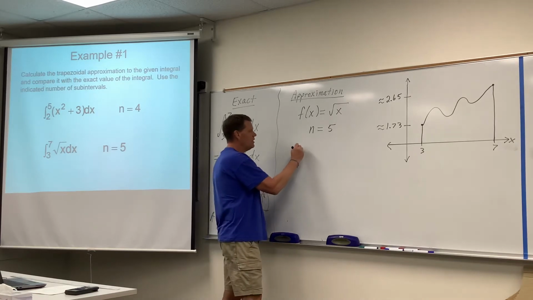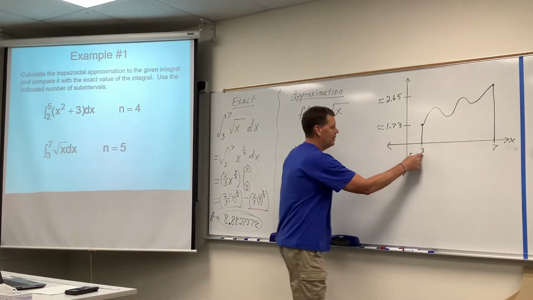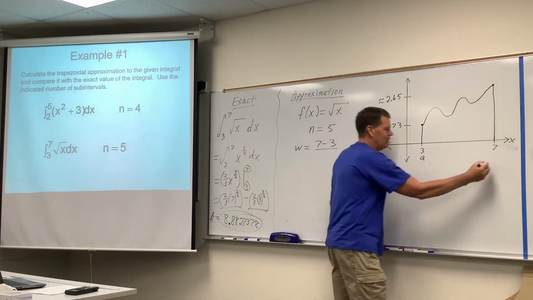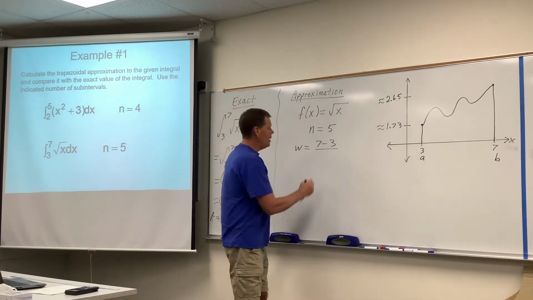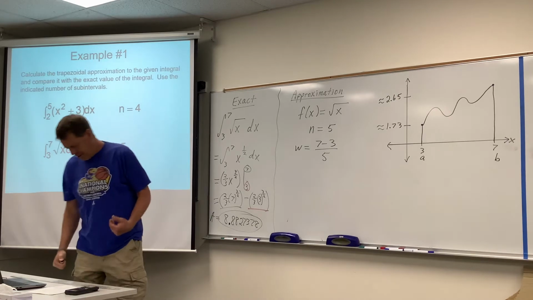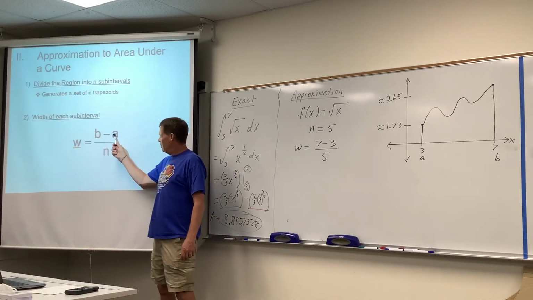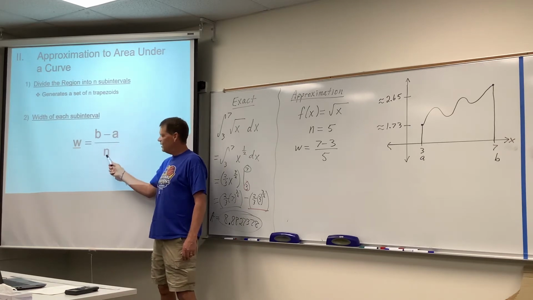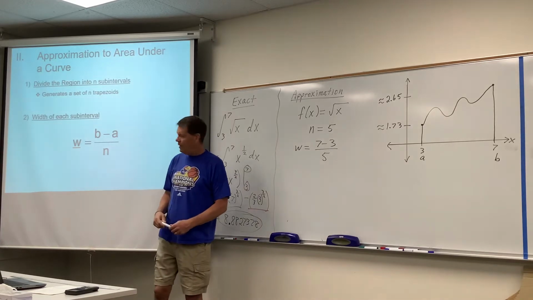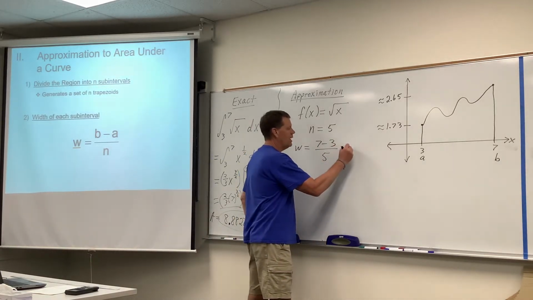So wouldn't the width of each of these intervals be to take the width of the entire interval, 7 minus 3, by the way, in general, that's B and A, right? And then divide by the desired number of intervals. This time they want 5 trapezoids. B minus A would be the width of the entire interval. N is how many subintervals you want. This would be the width of each interval. So that is 4 over 5, which is 0.8.